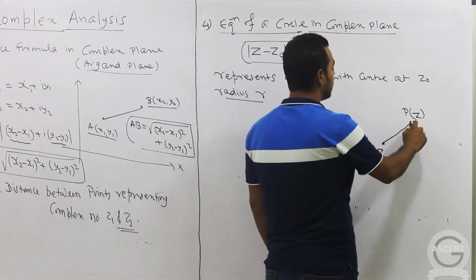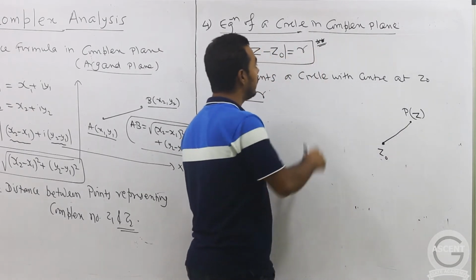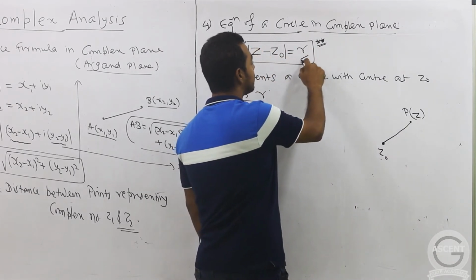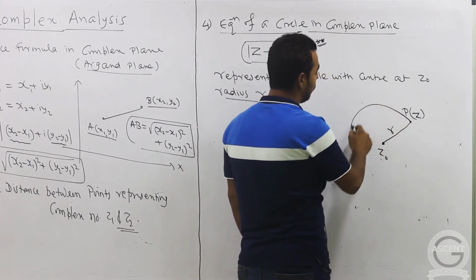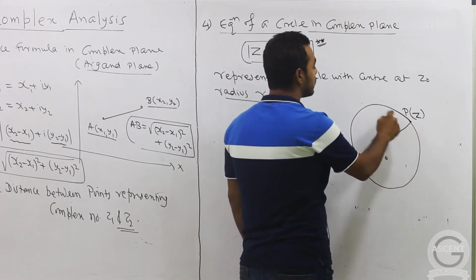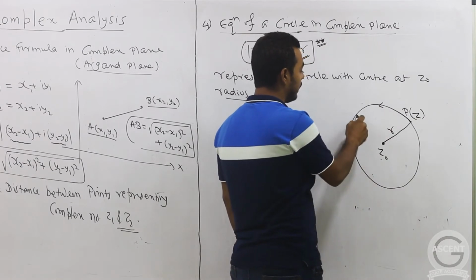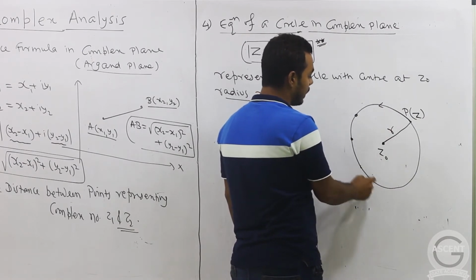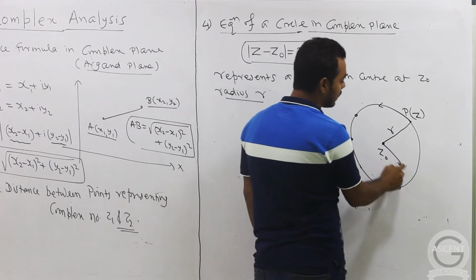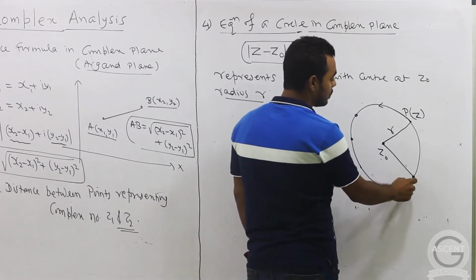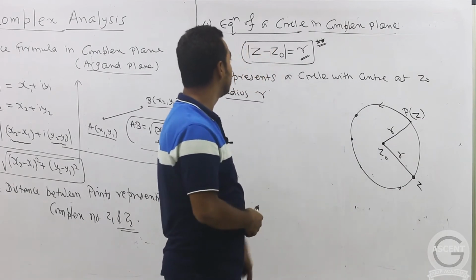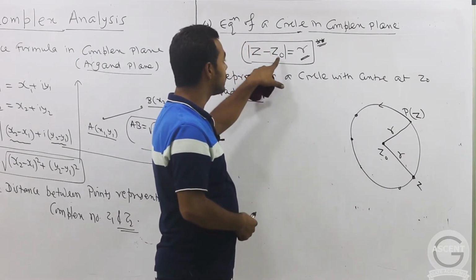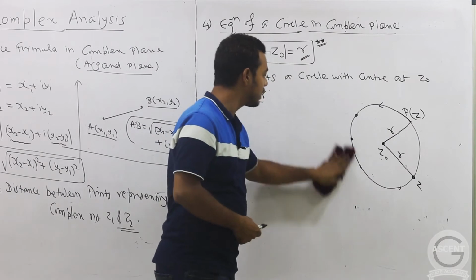Now this distance will be mod z minus z naught, right? And it is said that this distance has to remain constant. So this means point P can only move on a circle. If point P is anywhere on this circle, then mod z minus z naught, which is nothing but the distance between these two points, will remain constant. So this equation represents a circle whose center is at z naught and radius is r units.